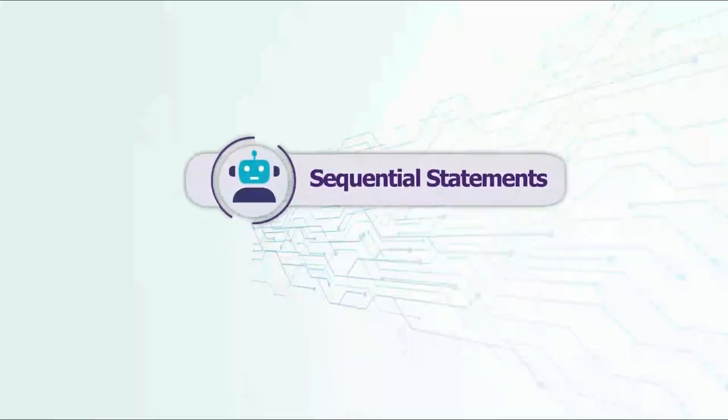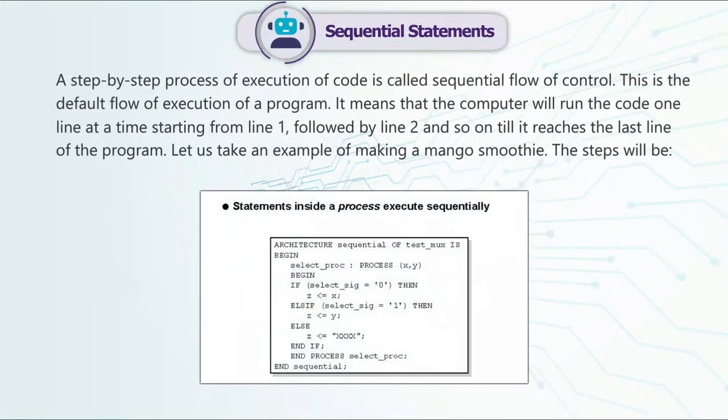Sequential statements. A step-by-step process of execution of code is called sequential flow of control. This is the default flow of execution of a program. It means that the computer will run the code one line at a time starting from line 1, followed by line 2, and so on till it reaches the last line of the program.